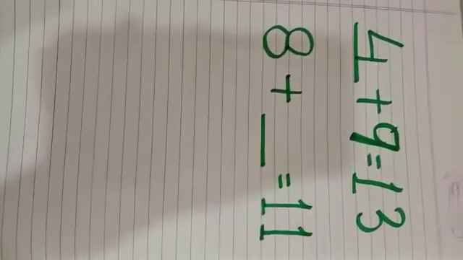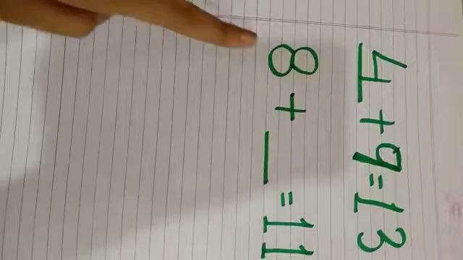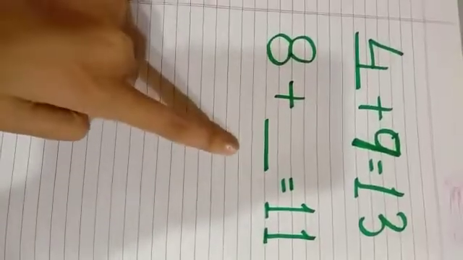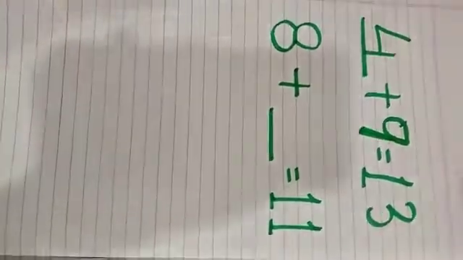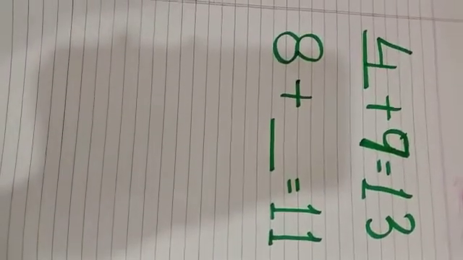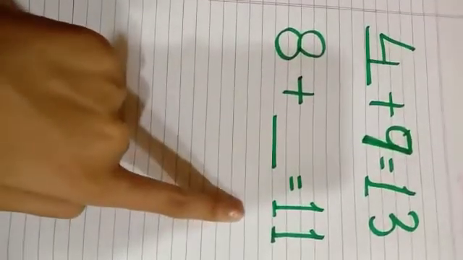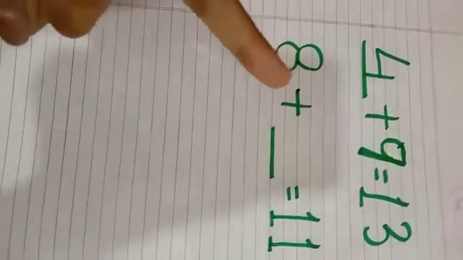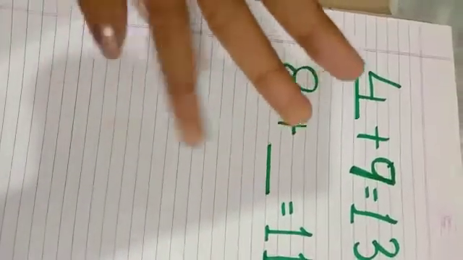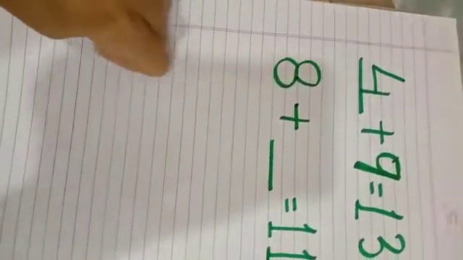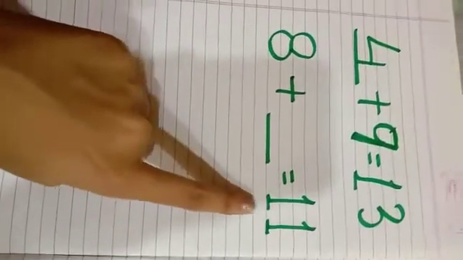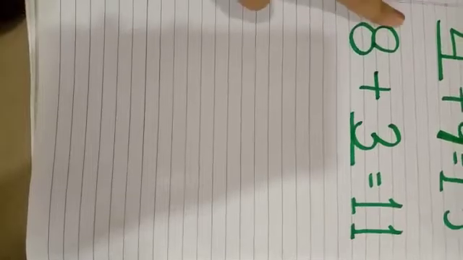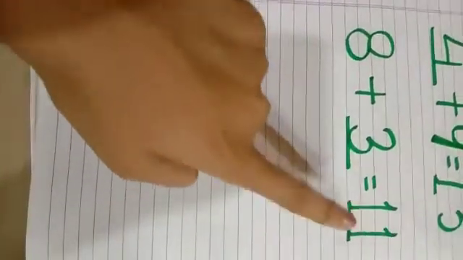Let's take another example. If we have 8, a blank and the sum, which is 11, we will do forward counting after 8 until 11. 9, 10, 11. So, when 3 is added to 8, the sum shall be 11. So, 8 plus 3 will make 11.